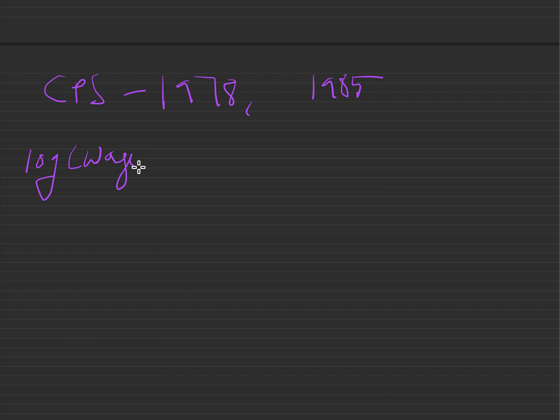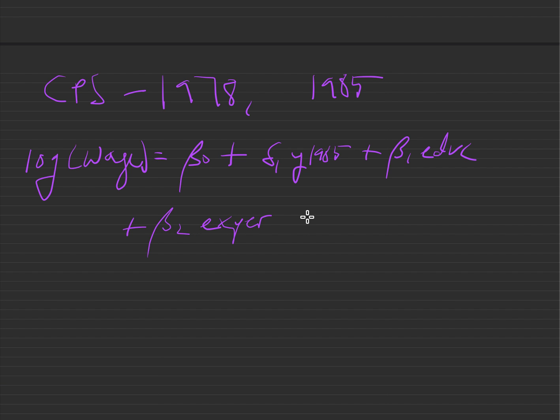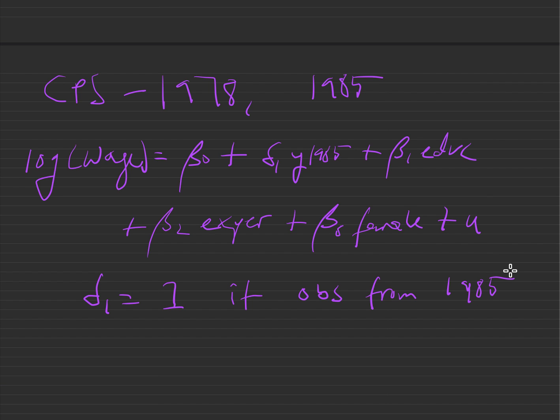log of wage is equal to beta naught plus delta 1 y85 plus beta 1 education plus beta 2 times experience plus beta 3 times female plus u, where delta 1 equals 1 if the observation was collected from 1985 and is 0 otherwise.